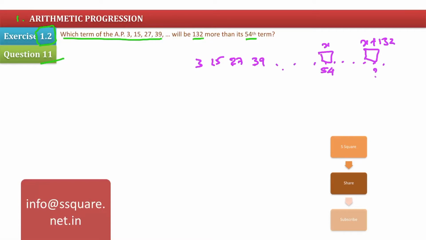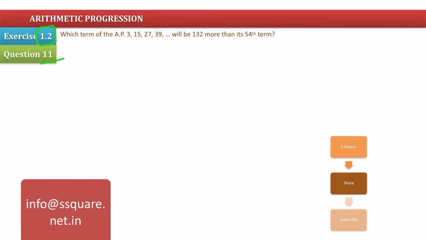We need to find the 54th term, a54, and after getting the value, we need to find the term equal to a54 plus 132. Okay, let's understand. We'll put the values first. a is whatever they have given. Given AP is 3, 15, 27, 39. So a is 3, and d we find by a2 minus a1, which becomes 12.